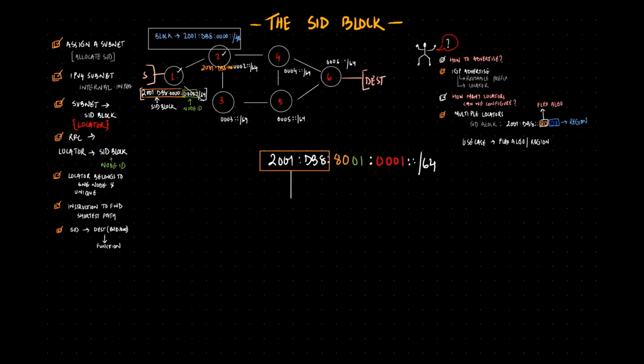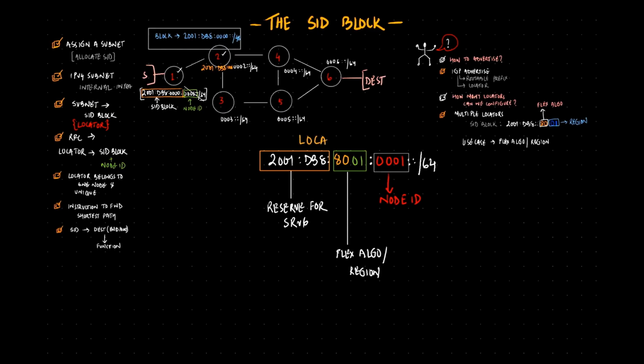So we can divide this as: the SID block, which is reserved. This address I basically reserve for the SID block. Second, the 16-bit octet I reserve for Flex Algo and region. And then the next one, let's say 001, or 005, or 006, is basically my node ID. This combination of a total of 64 bits is the locator. So for example, if it is 005, then this is my locator.